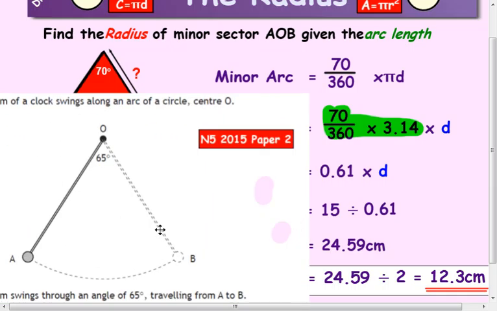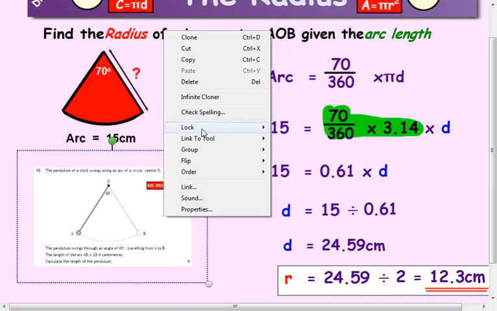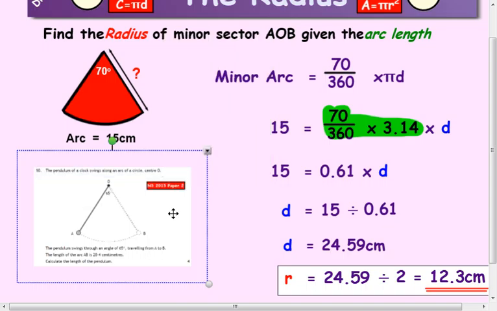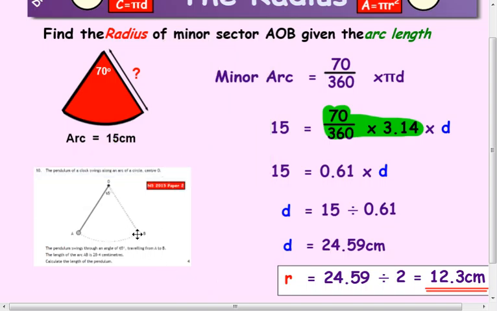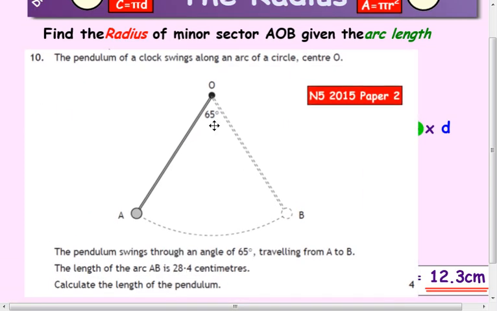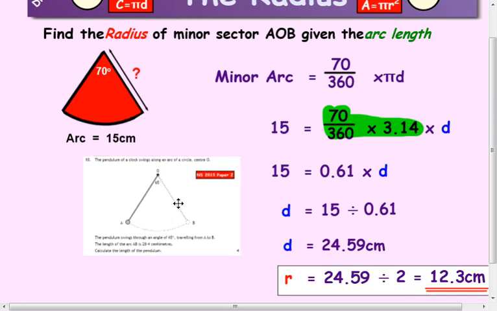This is very similar to the National 5 2014 paper. I'll just bring that up. The pendulum of a clock swings along an arc of a circle. Calculate the length of the pendulum, so the length of the pendulum is the radius here, and we'll be given an angle and we're told the arc. It's literally the same question, the same technique.